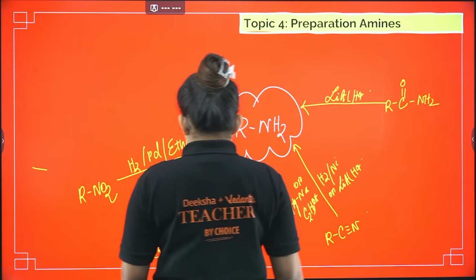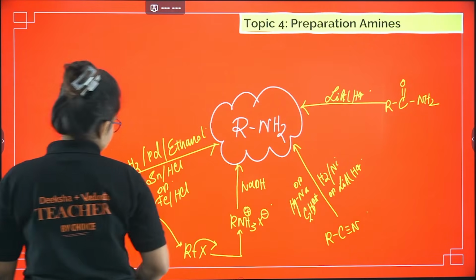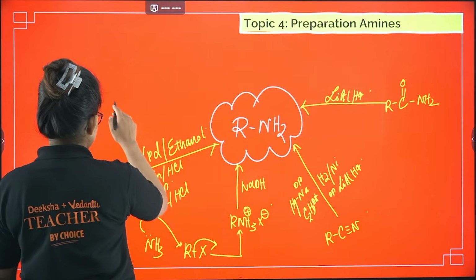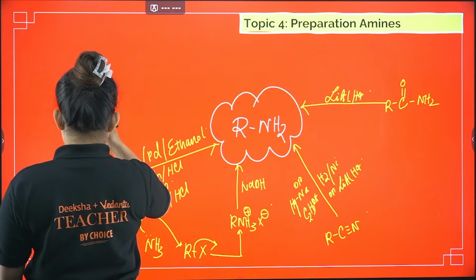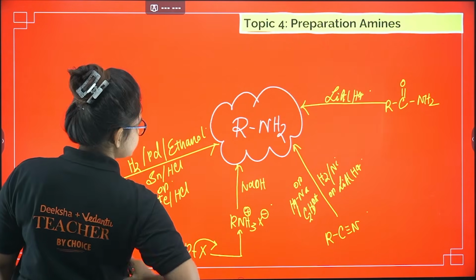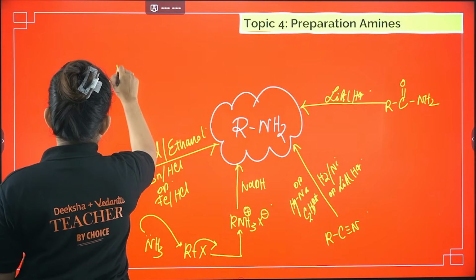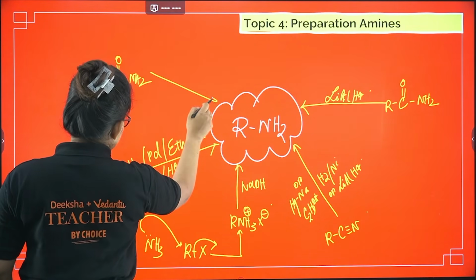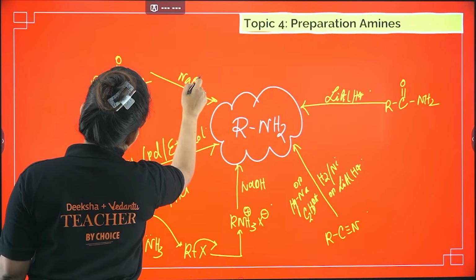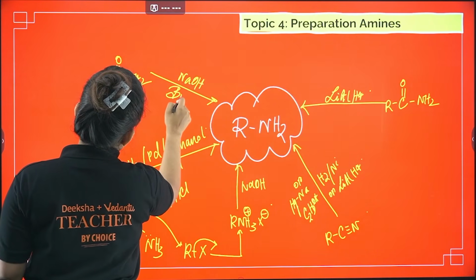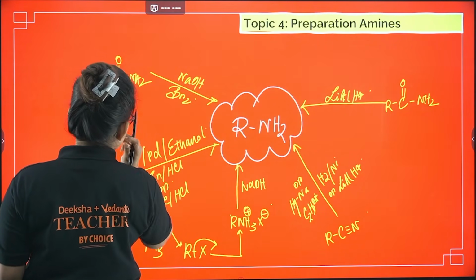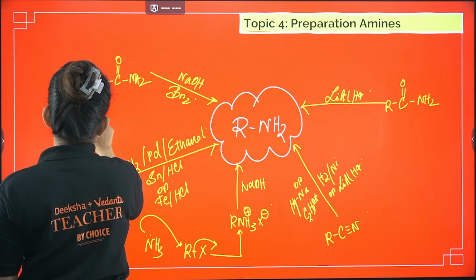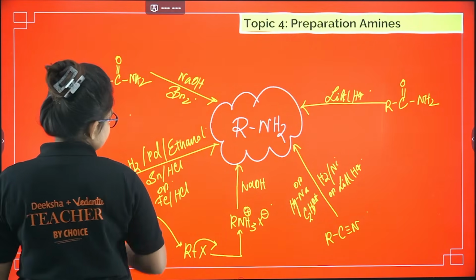Okay, let's do one more. Hofmann bromamide degradation that I can show here. Let's say I'm having again amide, RCONH2. If I give Br2 in presence of NaOH, that will also give you the amine. So what is this? This is basically Hofmann bromamide degradation, right?